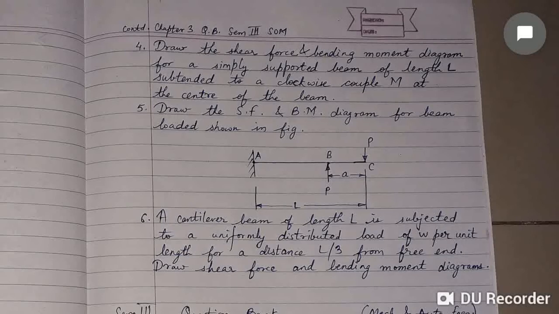Question number 6, a cantilever beam of length L is subjected to uniformly distributed load of w per unit length for a distance L divided by 3 from free end. Draw shear force and bending moment diagrams.